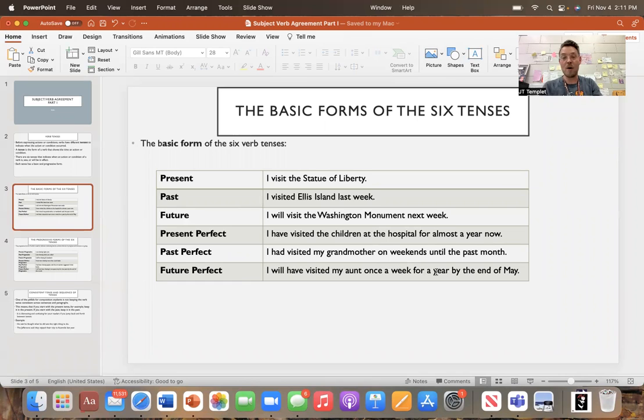In future perfect, I will have visited my aunt once a week by the end of May. Not that it's stopping in this one, but the measurement of it stops, right? Because the end of May makes a year. That's where that distinction is occurring versus I will visit. And like I said, it's only adding have, has, or had.